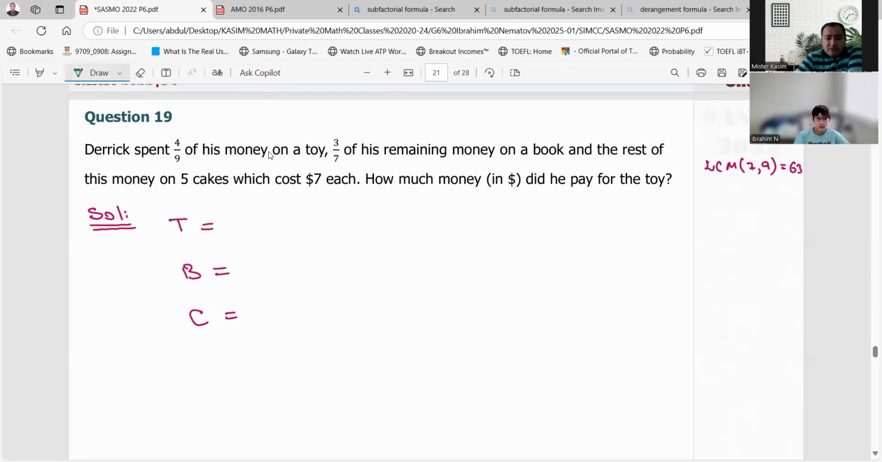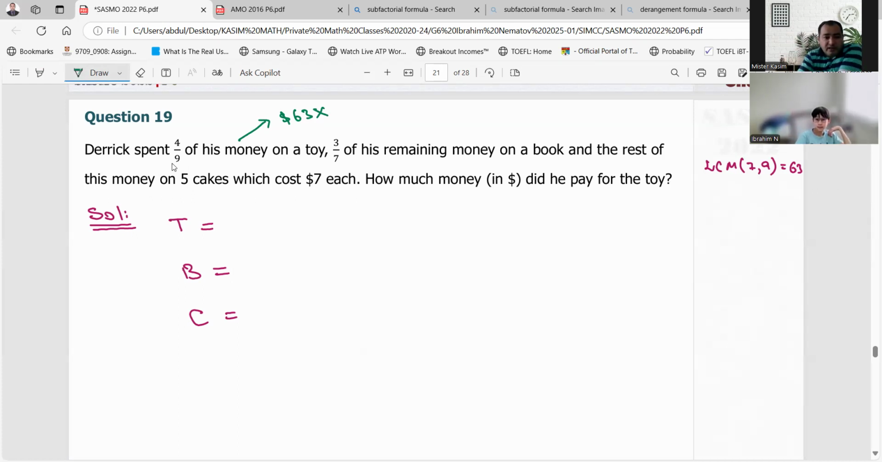Actually, it doesn't matter. I could label X or something for his original money. Suppose that Derek has 63 dollars. Right? Because in math, I can write any number as a product of two numbers. Instead of, let's say, $10, I'm just writing 2 times $5. The same thing, right? It just facilitates my problem solving.